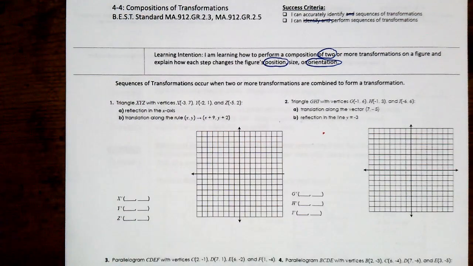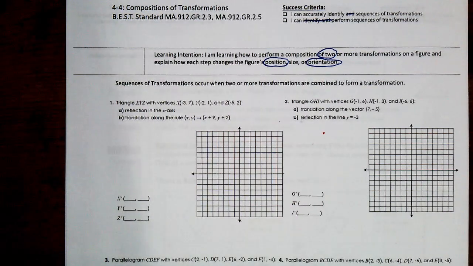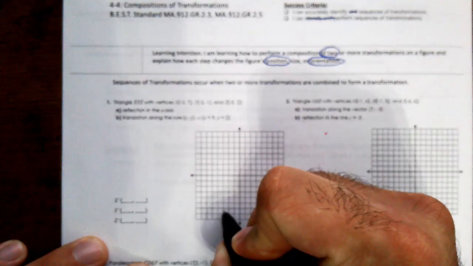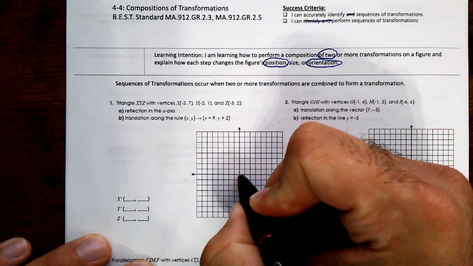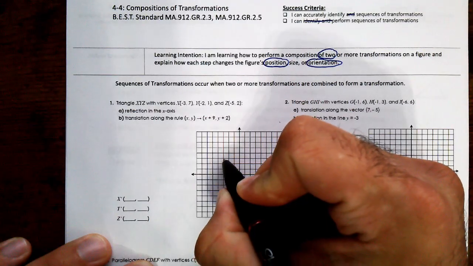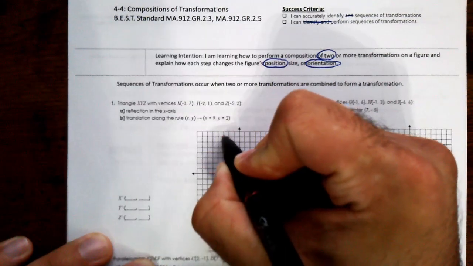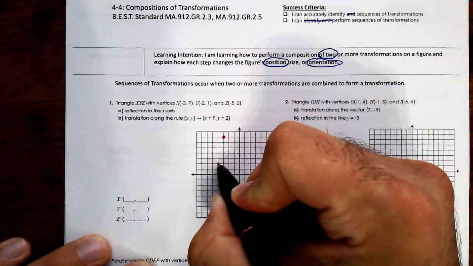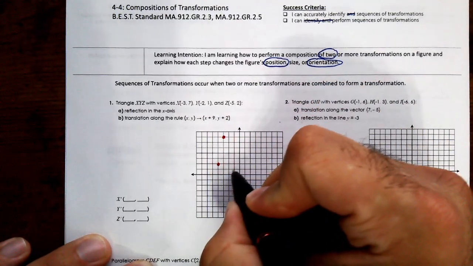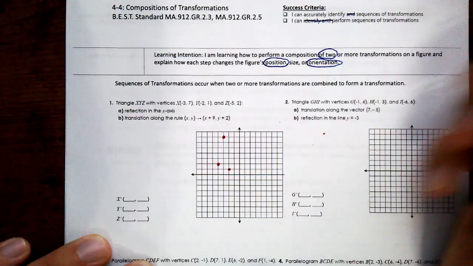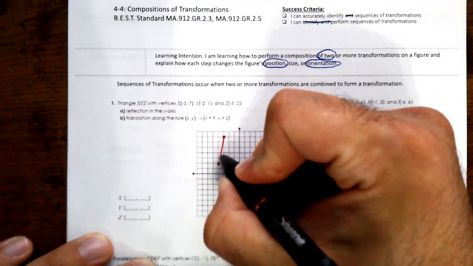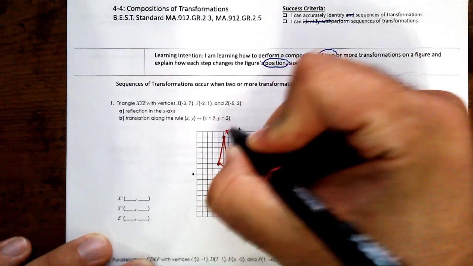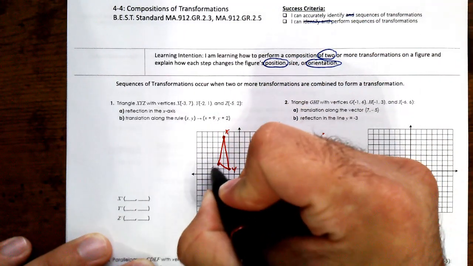So we start with triangle XYZ with vertices -3, -3, 7, not -3, -7. 1, 2, 3, 1, 2, 3, 4, 5, 6, 7. -5, 2. And -2, 1. I skipped around a little bit, not sure why, because I can read real well. So we're at X, Y, and Z.